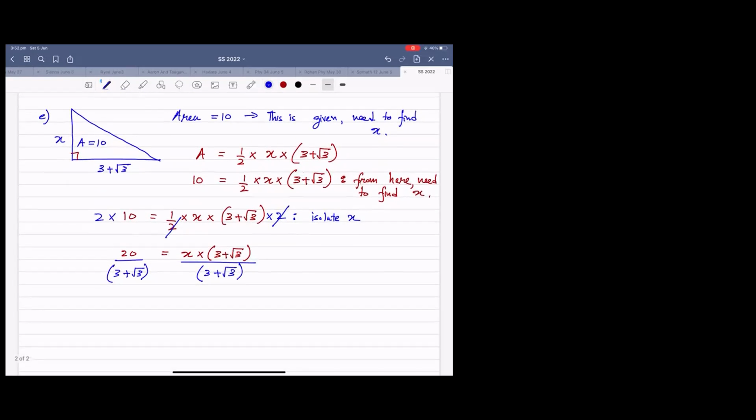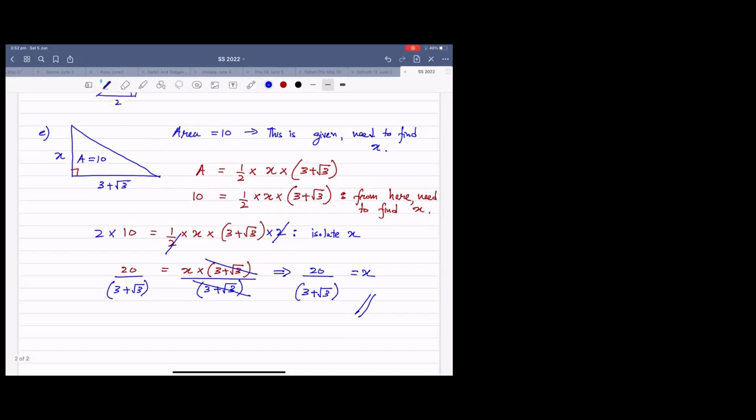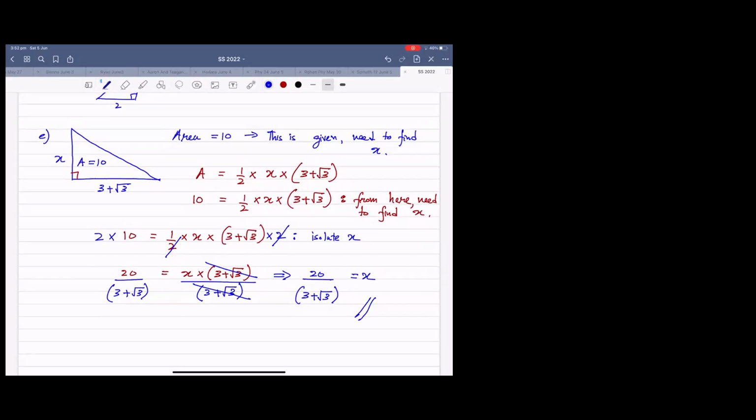Okay. You can see. Then you can cut these two off. See, two groups are cutting each other. So it's going to be X equals 20 divided by 3 plus square root 3. And that's the answer. There is no magic here. It's just algebra. Right?